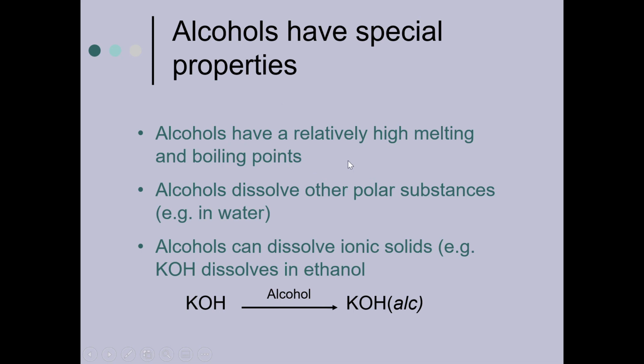So what sort of properties does this polar molecule give the alcohols? Well, it gives them a relatively high melting and boiling point. It enables them to dissolve other polar substances such as water, and they can also dissolve salts like water can as well. So when we're dissolving a salt in alcohol, for instance potassium hydroxide is shown there, dissolving, you'll represent it like this, KOH (alc). That just means dissolved in alcohol. Now I've done this one because we use that for elimination, don't we? That's elimination of haloalkanes.